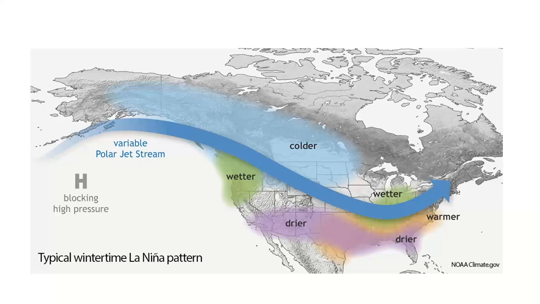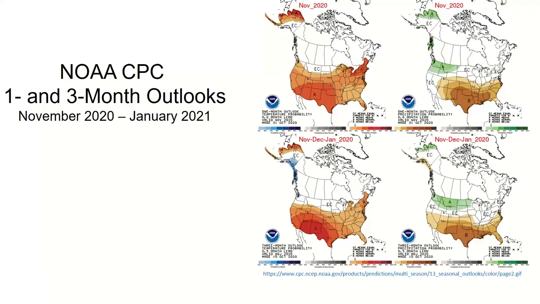And that's, again, also a part of the outlooks as we move ahead. So I'll start here with the long lead outlooks from, again, NOAA's Climate Prediction Center, with the 1 month for November on the top here. And this was actually just revised here on Saturday. The mean temperature forecast is on the upper right here. Precipitation forecast in the upper right.